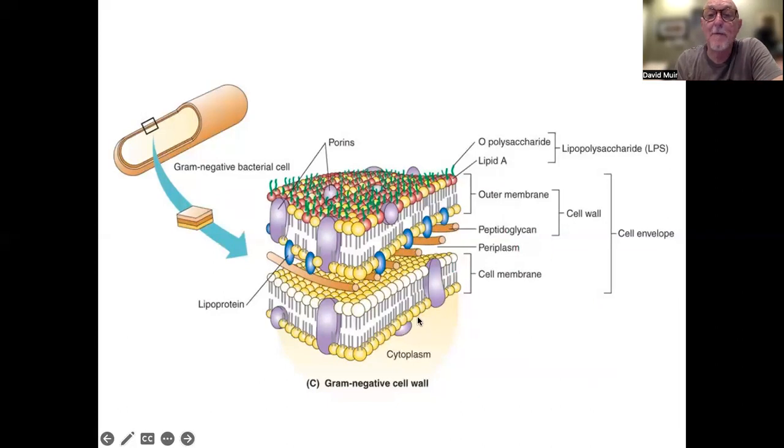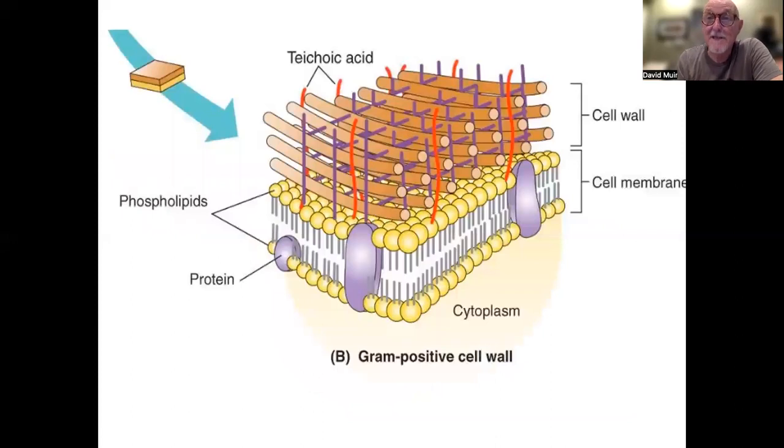So we've got cell membrane, outer membrane, periplasmic space here, and only a thin layer of peptidoglycan. I'm not going to go into all the details, but I will just point out to you that this is the reason why one of our most important clinical tests is to discern whether bacteria are gram-positive or gram-negative, and this is how it works.